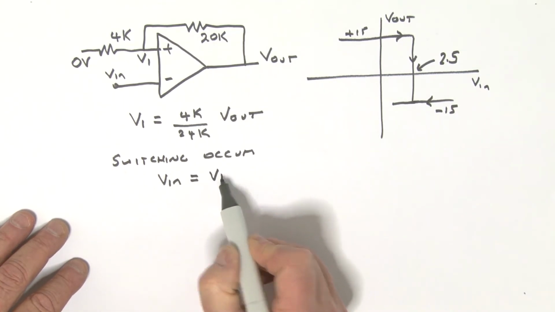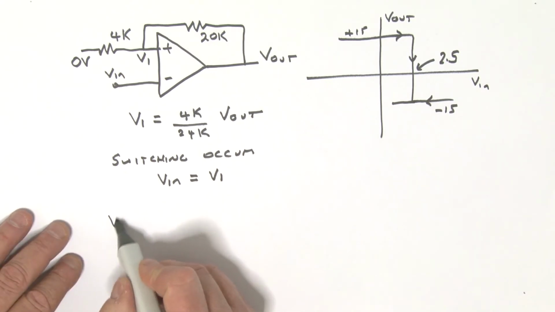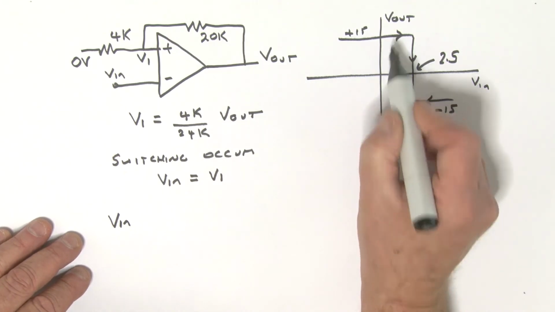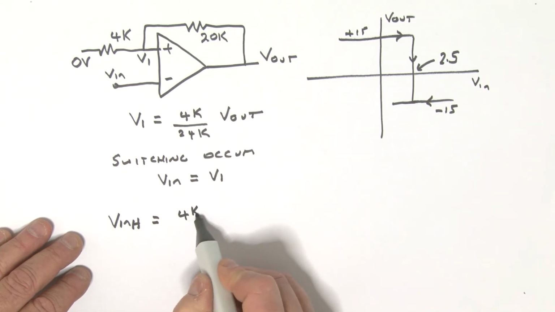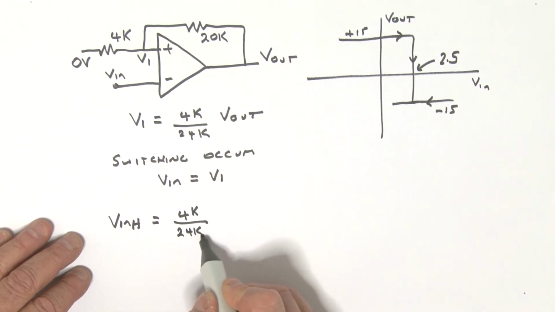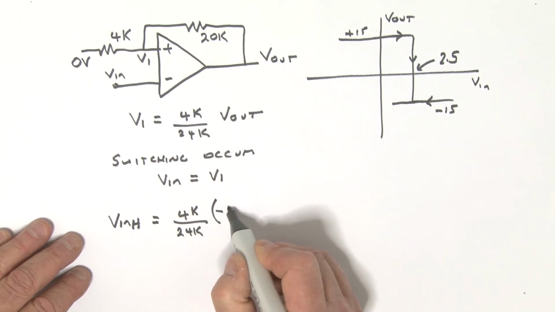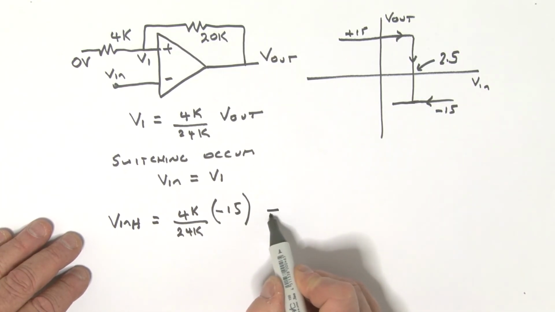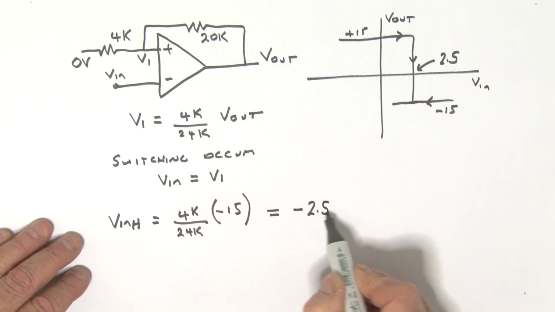this V1 value. This time, of course, this V out is what? It's not a plus 15, it is a minus 15. So therefore, Vin, a specific value now, Vin is going to go from a low to a high. So VinH is going to be equal to 4K divided by 24K times my output voltage, which is now a minus 15. Okay, so evaluating this here, we find that VinH is actually minus 2.5 volts.